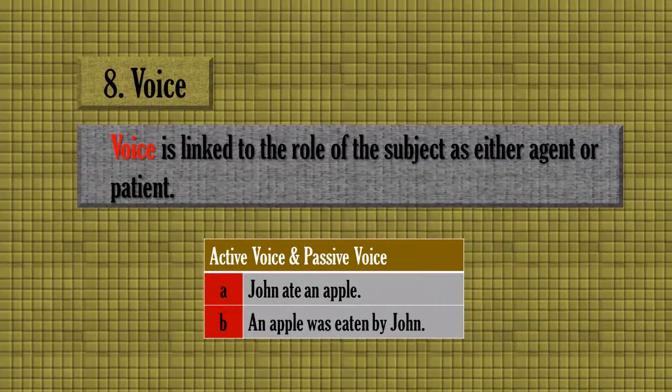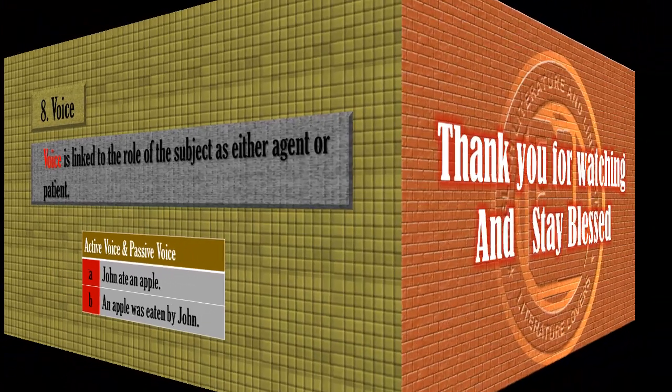The next category in inflectional morphology is voice. Voice is linked to the role of the subject as either agent or patient. In English, it is usually active voice and passive voice. And I hope you are well aware of the concept. Look at these two sentences. John ate an apple. It is an active voice. An apple was eaten by John, a passive voice.